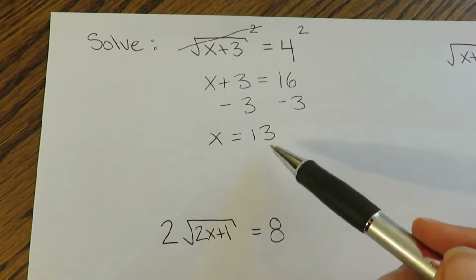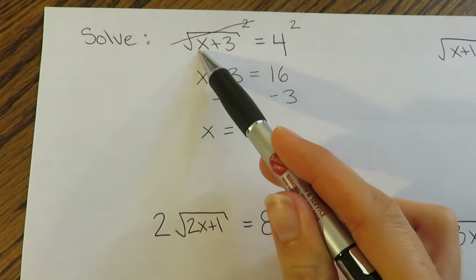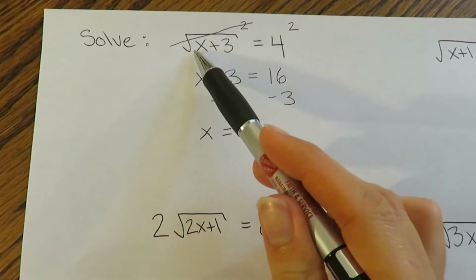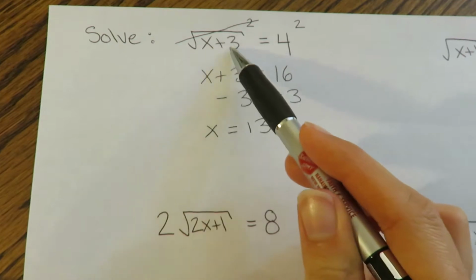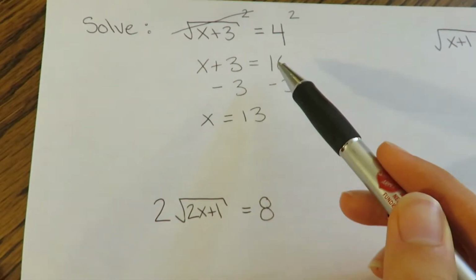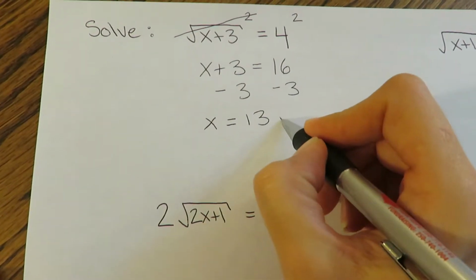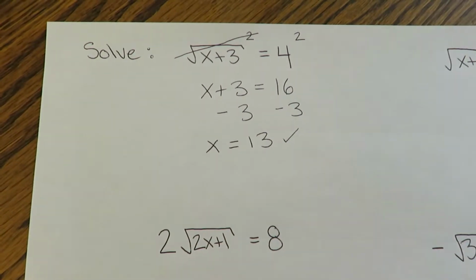Now my last step is just to check. If I plug my answer 13 back into my original, I'd get that the square root of 13 plus 3, in other words, the square root of 16 equals 4. Which is true, the square root of 16 does equal 4, so that makes sense. There's no extraneous roots there.